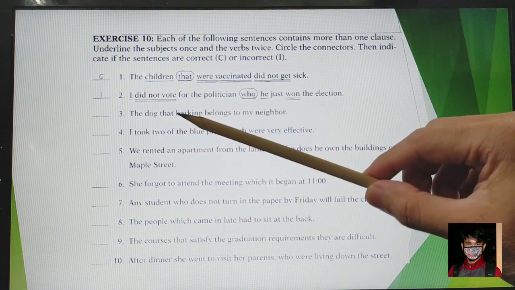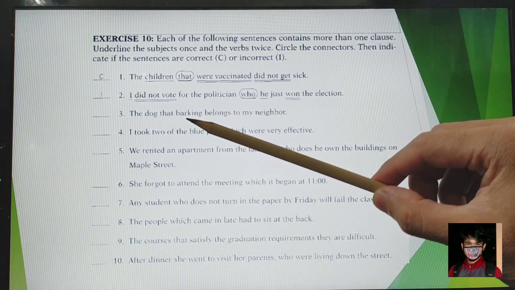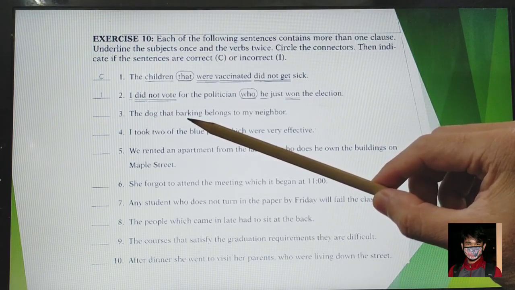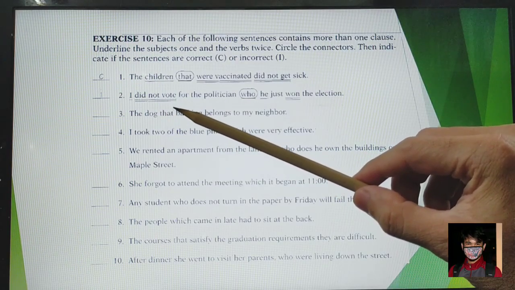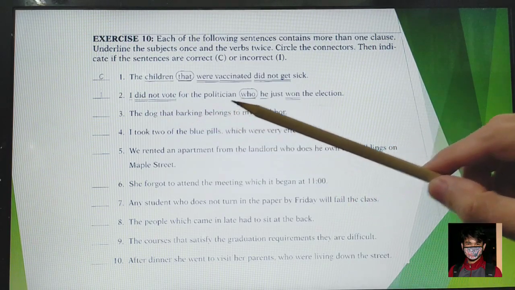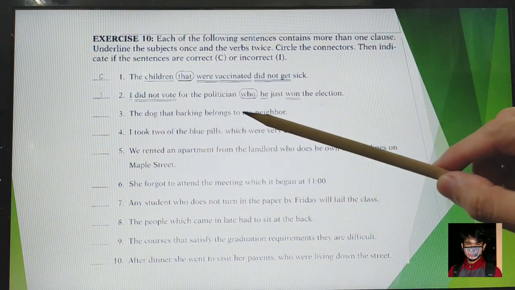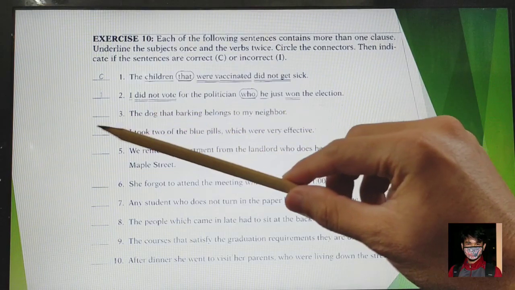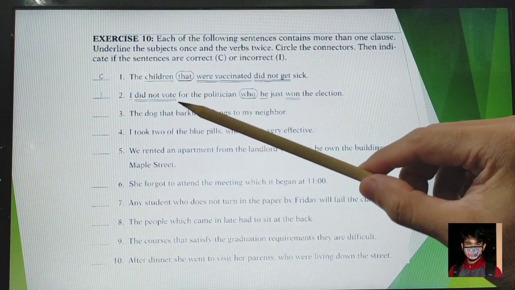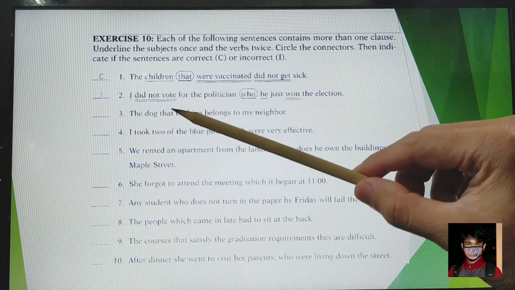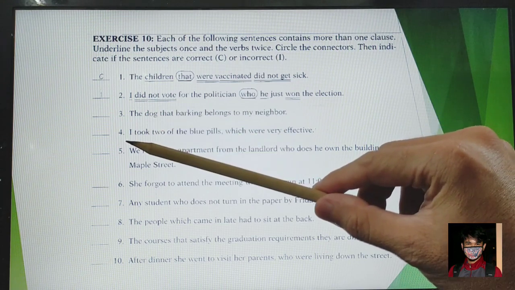So is it correct that barking? Of course not. Why? Because there is no to be: is. The dog that is barking belongs to my neighbor. So we could say that the dog belongs to my neighbor. So the sentence is incorrect. Why? Because there is no is here. Why this is? Because the dog is singular. Okay, next, go to number 4.